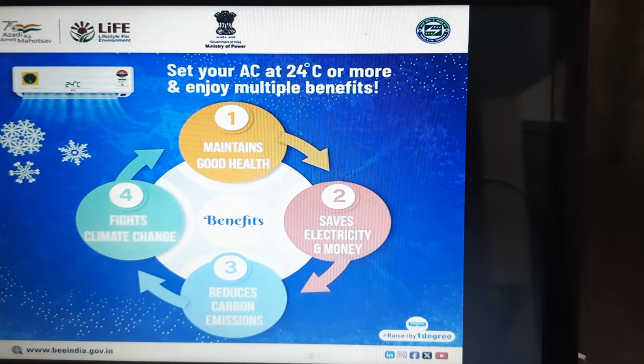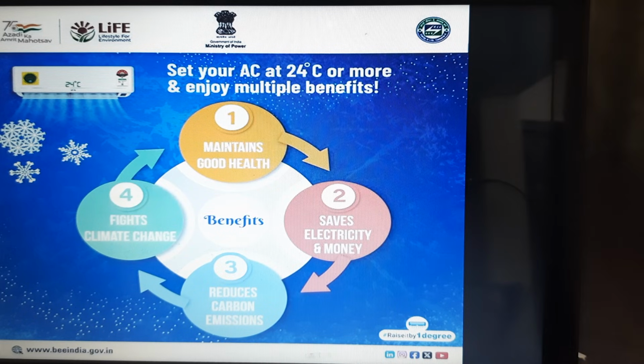The Bureau of Energy Efficiency has always advised common users, air conditioning users, to set it at 24 degrees or more. They have set this higher because people are now getting accustomed to 27 degrees Celsius and still enjoying the multiple benefits of maintaining good health, saving electricity and money, reducing carbon emissions, as well as fighting climate change.